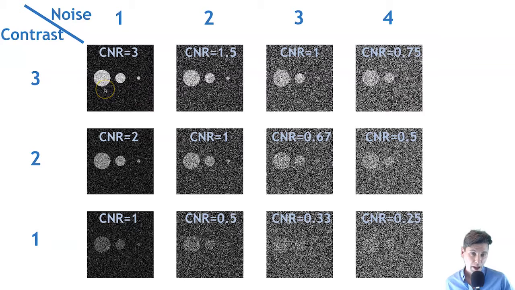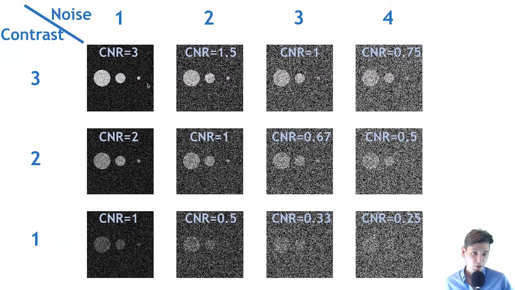So right here, the contrast to noise ratio is very high. You can see all of these structures very easily. And if you really squint, you may be able to see the smallest structure, but it's difficult to visualize. And all of these structures, by the way, have the same contrast in this case.